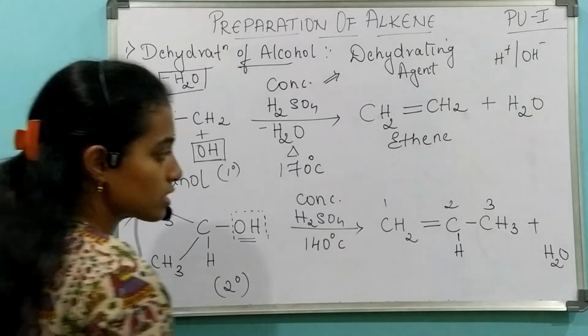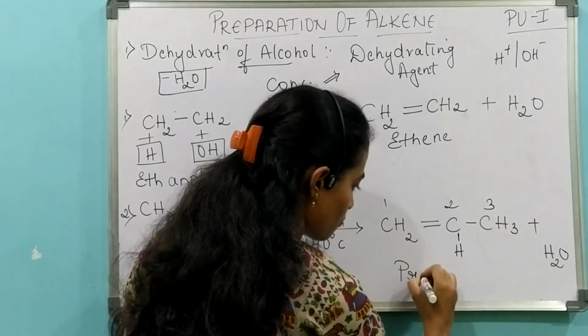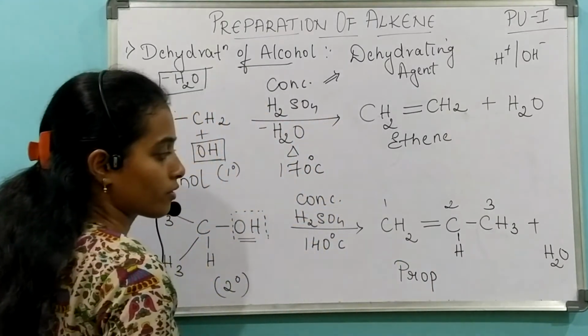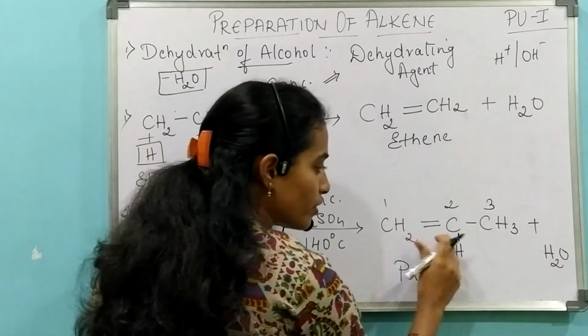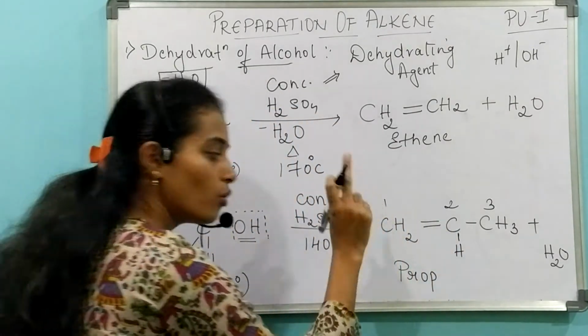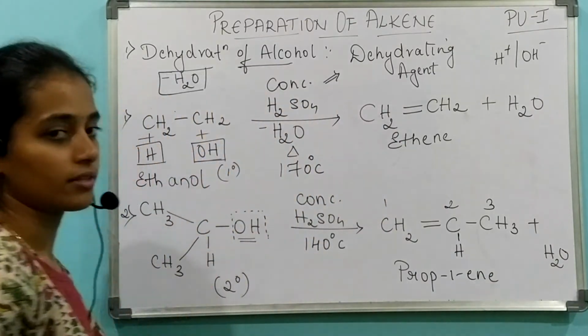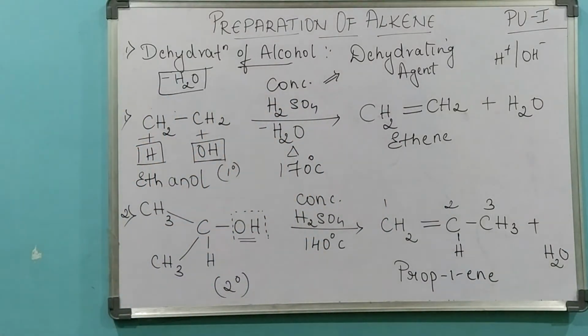If you have 3 carbons in the product or in the straight chain, what is the root word used? It is prop. And you have a double bond between carbon number 1 and carbon number 2, so you will be using the smaller number 1. So it is prop-1-ene, or directly you can say propene. I hope it is clear.